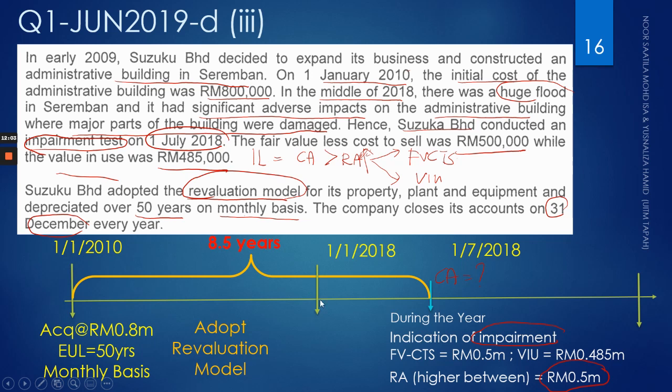And this is the start of the year, the beginning of the year, and this one is at the end of the year. So your period of concern is this period, right? And take note that the impairment took place in the middle of the year here. So from 1st of January 2018 until 30th of June 2018, the asset before the impairment has been depreciated. Why? Because you use monthly basis. So that has to be reflected as well in your understanding.